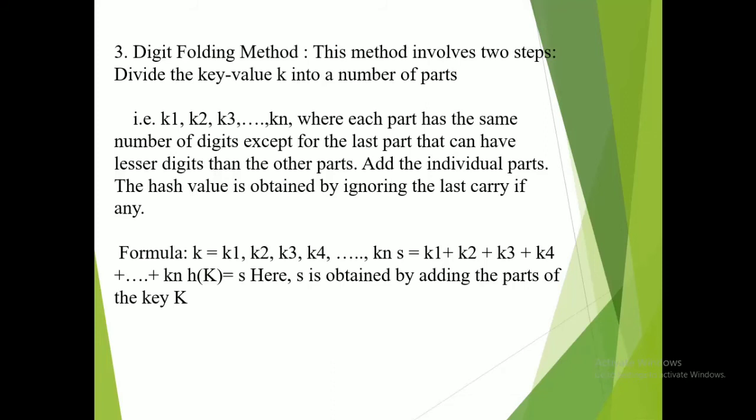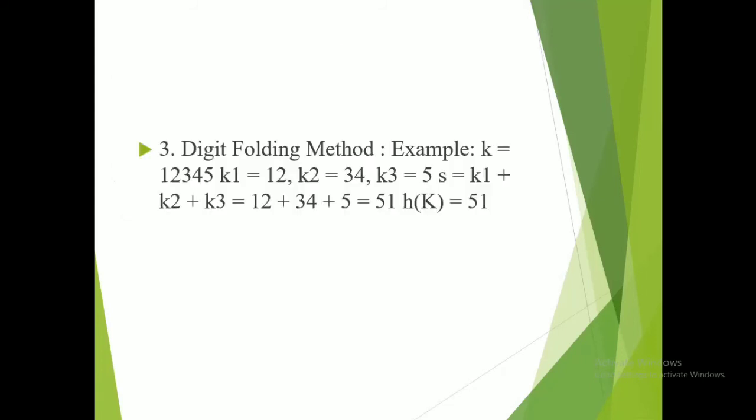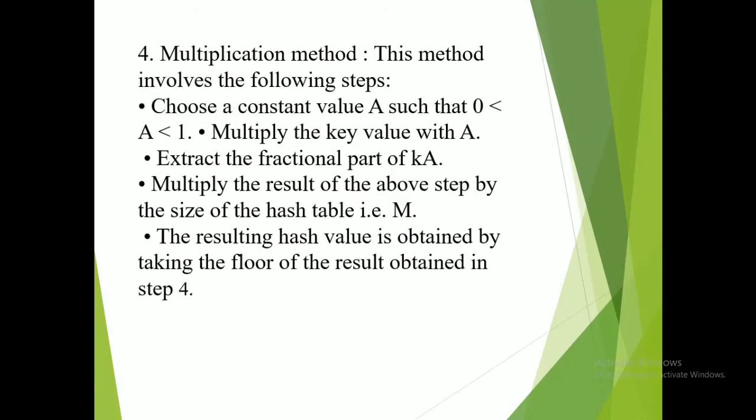h(k) is equal to s. Here s is obtained by adding the parts of the key. The example of the digit folding method. k is equal to 12345. k1 is equal to 12, k2 is equal to 34, k3 is equal to 5. s is equal to k1 plus k2 plus k3 is equal to 12 plus 34 plus 5 is equal to 51. The hash table value is 51.